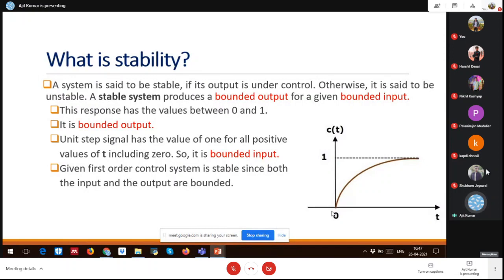Now focusing on the stability part, a system is said to be stable if its output is under control. I mean, the output is controllable, as Nikhil said. Otherwise it is said to be unstable. What this means is that if we apply a time-bounded input to any system, then we should also have some guideline on the input. It's not like any system will function for any kind of input.